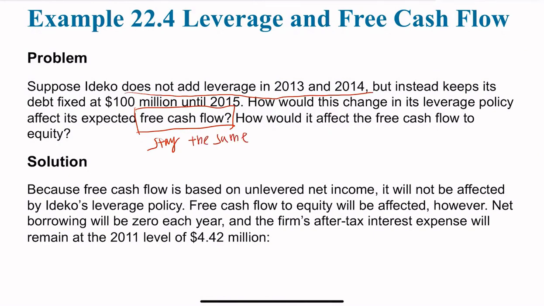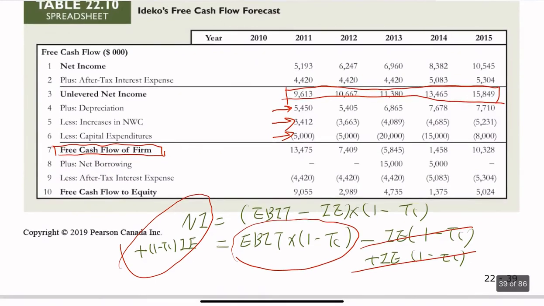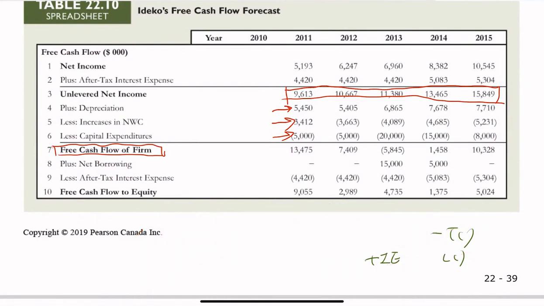And now let's think about free cash flow to equity. Clearly you can see that this number has to change, right? Because we will adjust from free cash flow of the firm, which stays the same. However, net borrowing and interest expense will change because both of these two numbers are related to the firm's leverage policy.